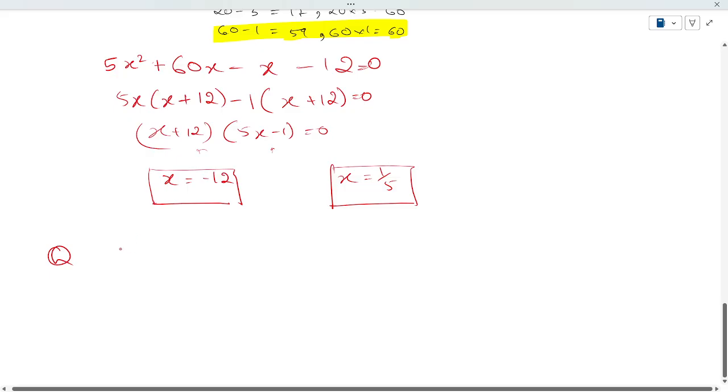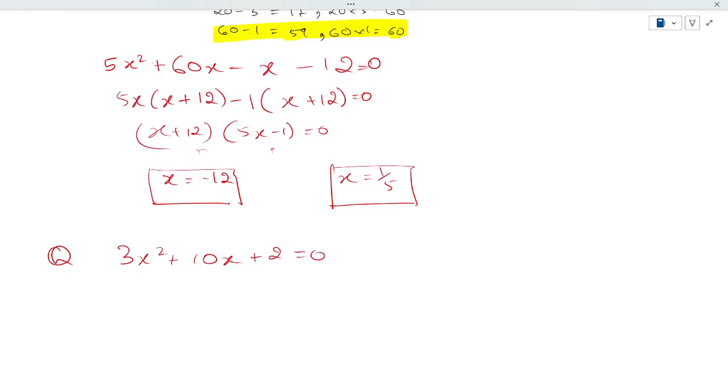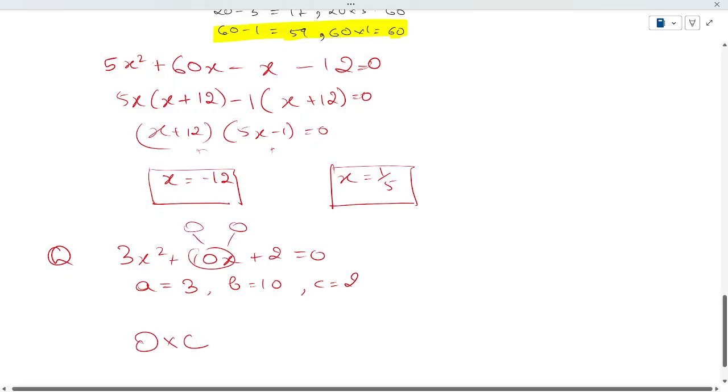And if I take another example, 3x square plus 10x plus 2 equals 0, can you solve this equation by the same factorization method? First step is to write the coefficients. I am writing a is 3, b is 10 and c is 2. So b will be broken into two parts, right? And the multiplication of those two parts will be a into c, the product, that is 6 here, right?